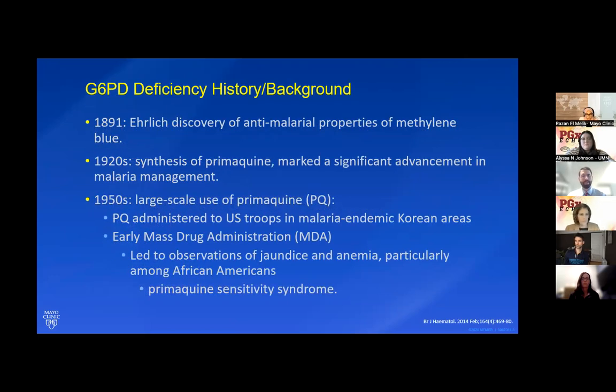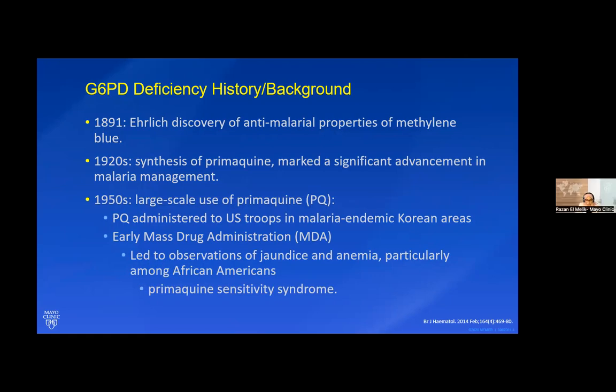Okay, so I thought for fun, usually we just start right away with the scientific information. So I found this very good article that talked about the history and the background of G6PD deficiency. It was actually discovered in 1891 through the discovery of methylene blue, which is another medication that should be avoided in G6PD deficient patients. And then in the 1920s, they discovered primaquine, which is also a high-risk medication in G6PD deficient patients. This made a significant advancement because, as you know, Dapsone and primaquine are used primarily for treating malaria.